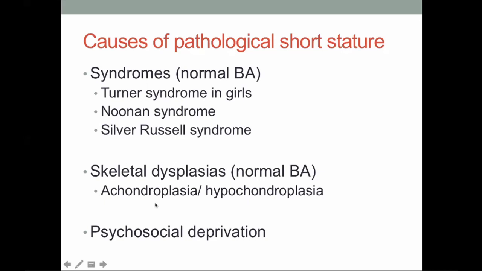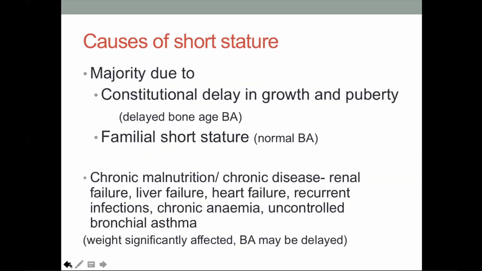Same with skeletal dysplasias. If you have a genetic defect in your bone, genetic bone disease, it's nothing to do with maturation or inadequate nutrition or anything like that. It's something intrinsic to the bone. So it's not a thing with bone maturation. So you have a normal bone age. So the three main categories where you have a normal bone age, though you're short, are intrinsic, genetic problems. So those are skeletal dysplasias, syndromes, and familial short stature.